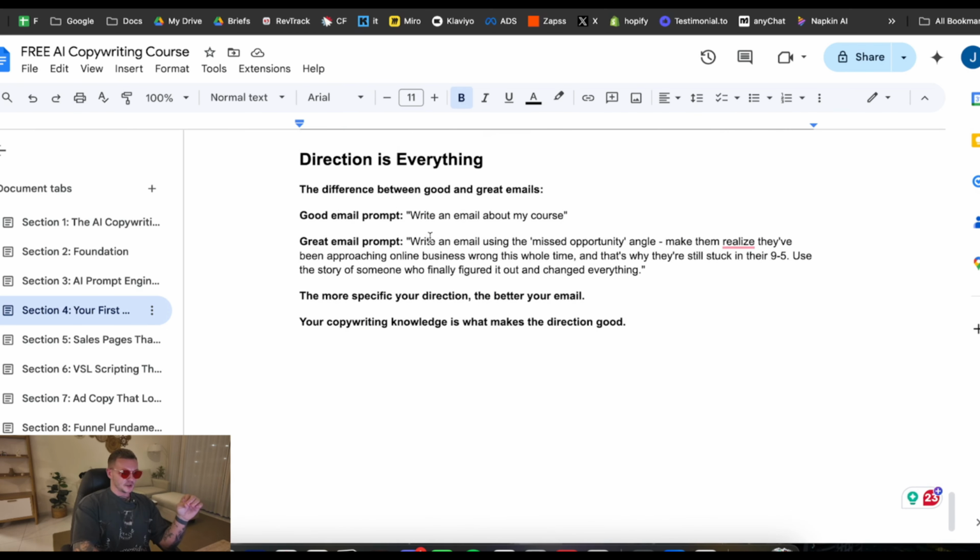Direction is everything. That's the difference between good emails and great emails. A good email is "write an email about my course." A great email is "write an email about the missed opportunity angle, make them realize that they've been approaching business wrong, and this is why they're still stuck in their 9 to 5, and this is why they need to buy this thing," essentially. So the more specific you get with your prompts, the better the email is going to be. It's the same theme all the way through this.